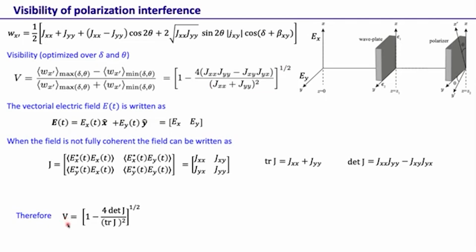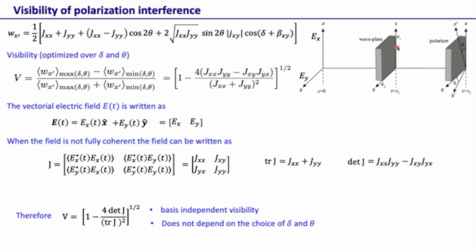So the visibility of polarization interference, optimized over delta and theta, is equal to 1 minus 4 times the determinant of J divided by the trace of J whole squared, the whole thing raised to the power half. Now this is a basis independent visibility, as it doesn't depend on the choice of delta and theta. This visibility depends only on the determinant of J and the trace of J, and we know the determinant and trace of a matrix are basis independent quantities. No matter which way we rotate, it is the same. So this is something very intrinsic to the incoming field itself.